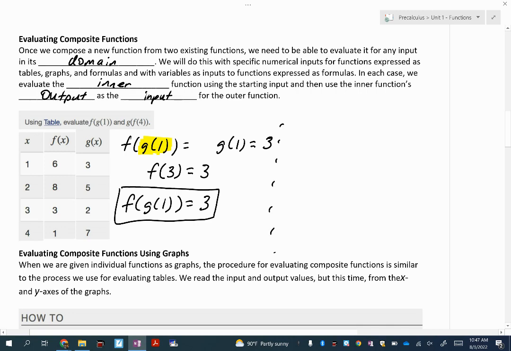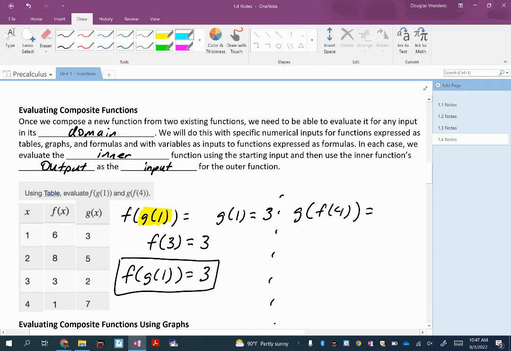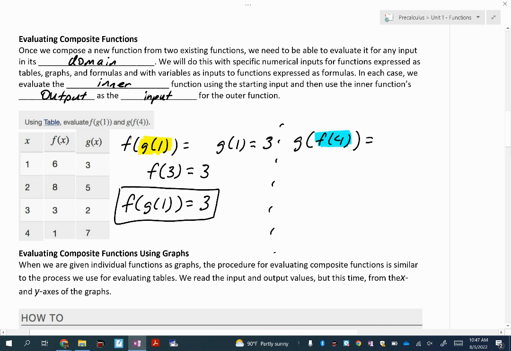G of f of 4. Same idea. I'm only focused on the inside function, that f of 4. I'm essentially ignoring g right now. So I just want to do f of 4, and f of 4 is 1. That is not my answer, because now I need to do g of f of 4, and I know that f of 4 is now the same as 1. So g of 1, let me put it up here, the same function. G of 1 is going to be 3. So g of f of 4 gave me 3.